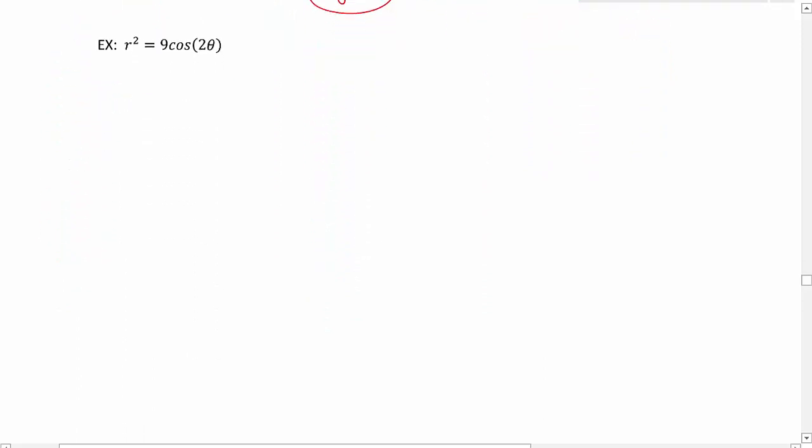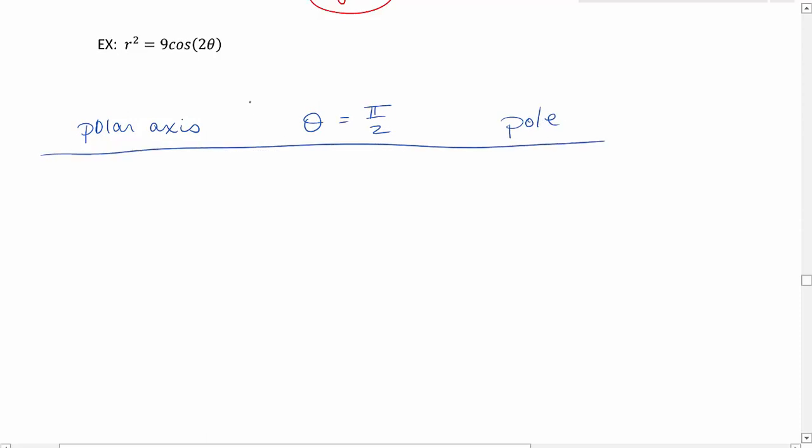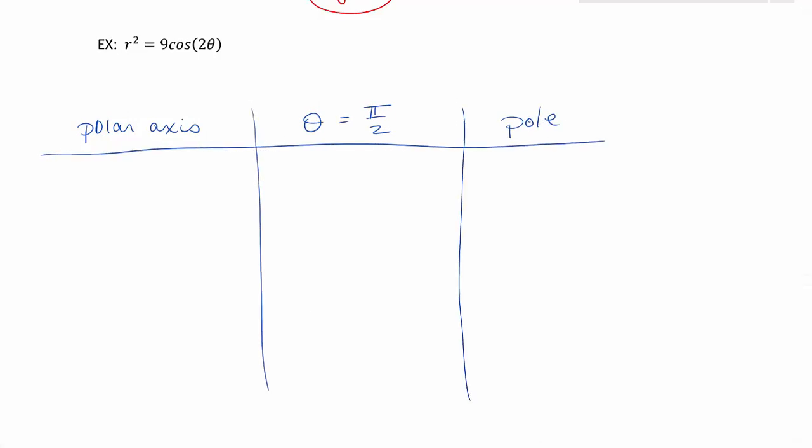Let's test our 3 symmetries on r squared equals 9 cosine of 2 theta. Let's start by making my table. I'm going to write above what replacements I'm supposed to make. And that'll also just help you remember them if you write them over and over again. All right, testing for polar axis symmetry. We're replacing theta with negative theta.